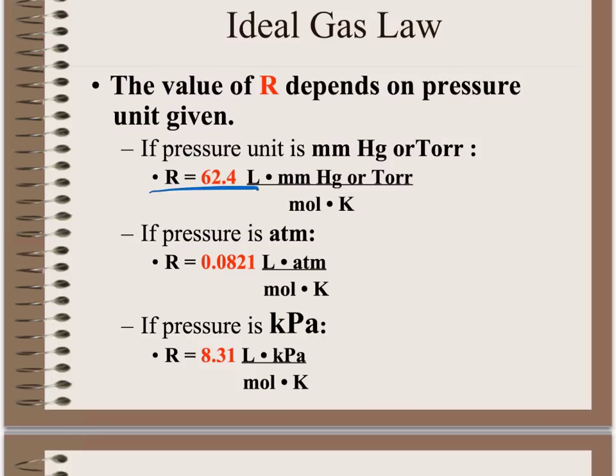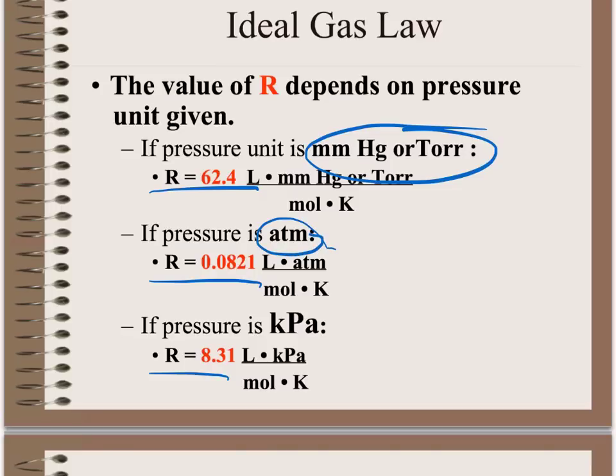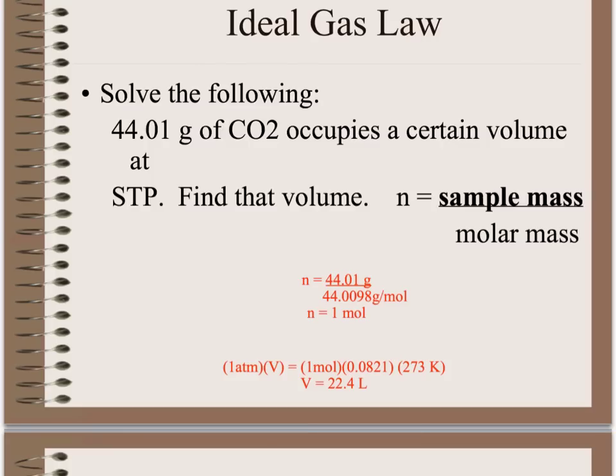So here's the different R values depending on the units for pressure. If pressure is mmHg or torr, it's going to be 62.4. If it is atm, it's going to be 0.0821. And if it's kilopascal, it will be 8.31. So those are just going to be something you have to remember for now. Well, I mean, to remember which one to use.